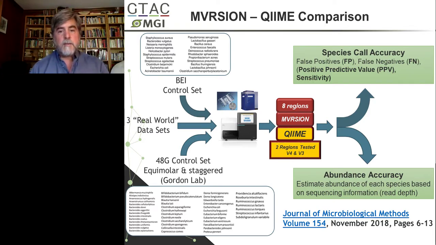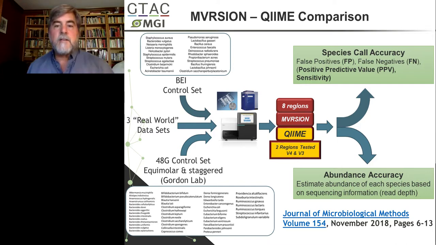So we ran these through QIIME and through MVRSION, and we looked for call accuracy, sensitivity, and positive predictive value. And also we looked at the abundance accuracy. And there again is the reference to the paper if you'd like to look that up.